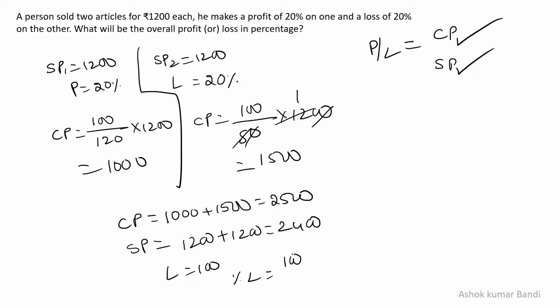But I want to find out loss percentage. So loss by CP into 100, which is equal to 4%. So in this transaction you are getting a loss. But if it is any other problem, this is how you are going to do it. But for this one you don't need to do that much.